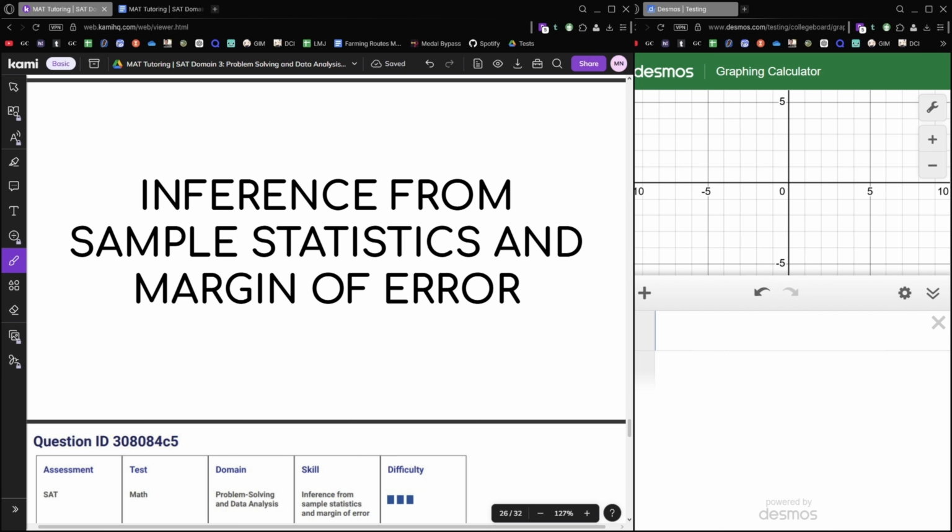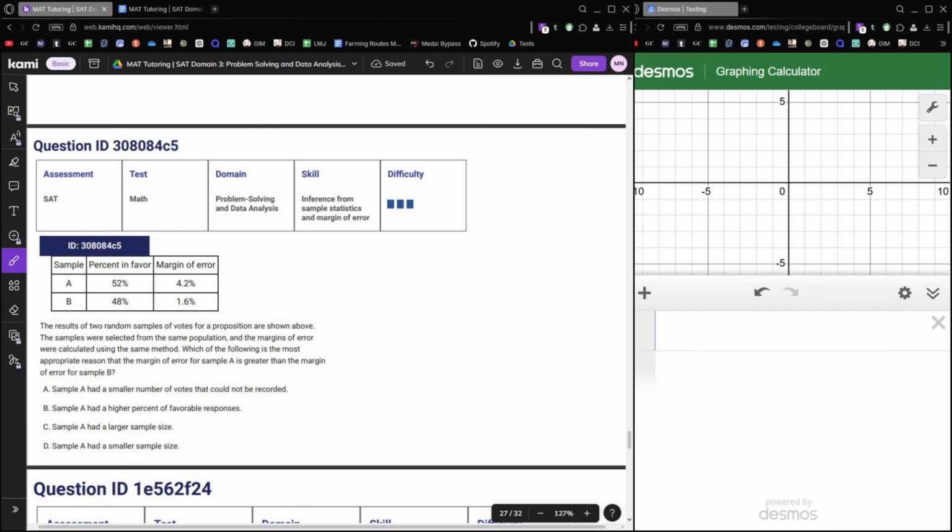Now we're moving on into our next topic. Let's get started with slide number 27. Once again, just like probability, you only need to pay attention to the very last sentence because the first few just describing what you already see in the table. So here they're asking us for the reason why sample A has a bigger margin of error than sample B.